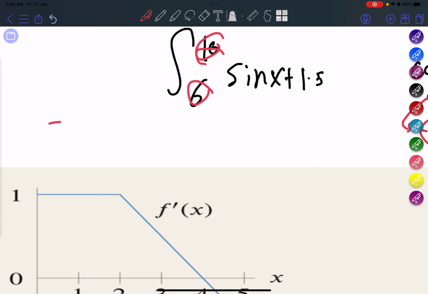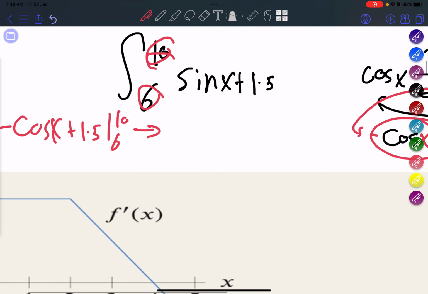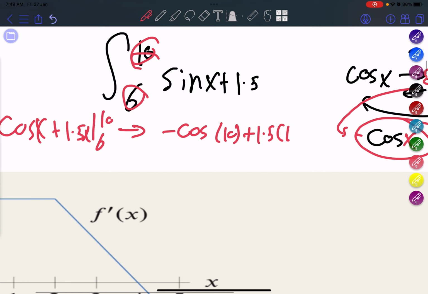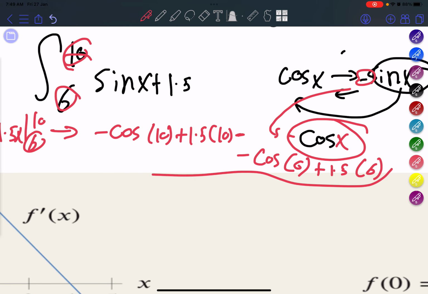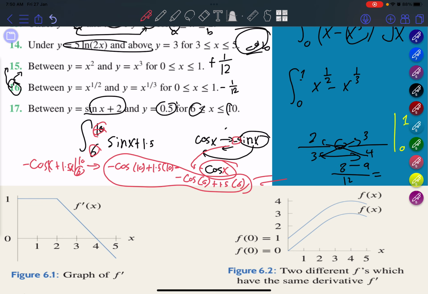So let's write the values. Negative cosine x plus 1.5x at 6 to 10. So this will mean negative cosine times 10 because we have an x there, plus 1.5, there should be an x here, times 10, minus, now let's sub in 6, negative cosine 6 plus 1.5 times 6. We put this in the calculator and we get the answer.